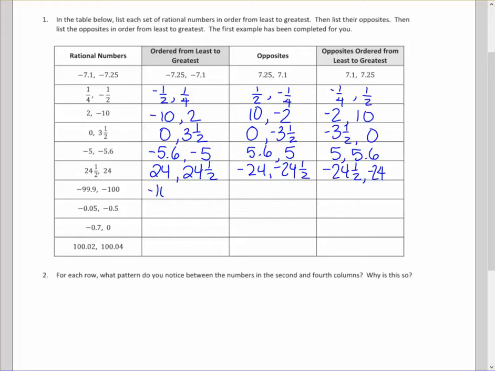All right, so we have negative 99 and 9/10 and negative 100. Negative 100 is less than negative 99 and 9/10. And the opposites would be 100 and 99 and 9/10. And least to greatest would be 99 and 9/10, then 100.